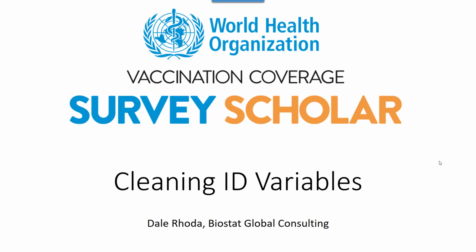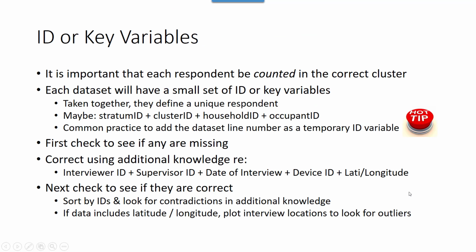Hi, this is Dale Rhoda, and the topic of this short video is how can we clean what I call the ID variables in our survey dataset. When we're analyzing data from a cluster survey, it's super important that every respondent be counted in the correct cluster. We want their responses to be grouped together with those from the other respondents from their cluster. And if they appear in the wrong cluster, it will bias the results. It will contaminate the results.